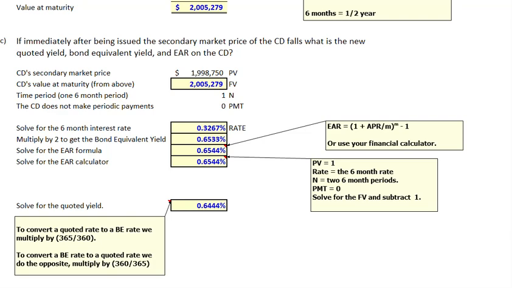And we get a quoted rate of 0.6444%. And again, you could work the other way. Take that rate to confirm that that's what you would get for your bond equivalent. Take that, confirm that's what you would get for your EAR. Hope that helps in solving this problem.